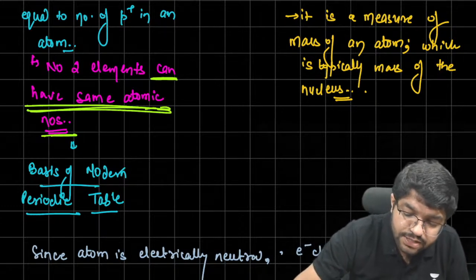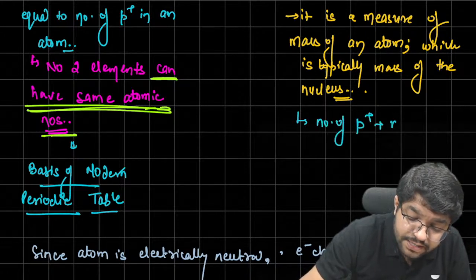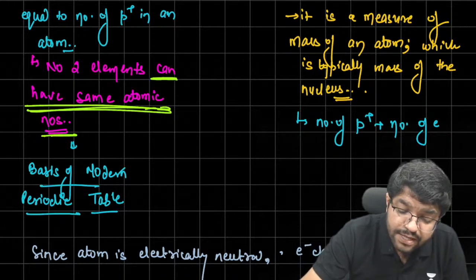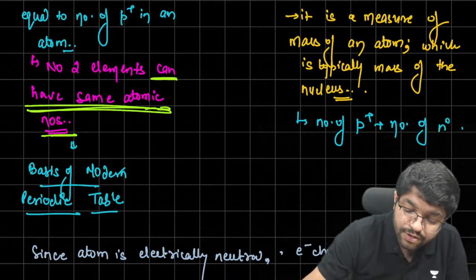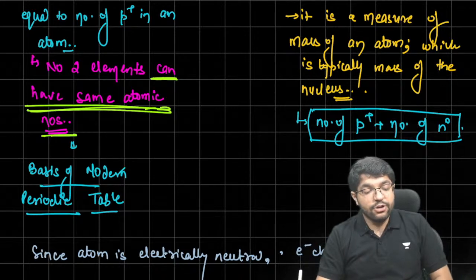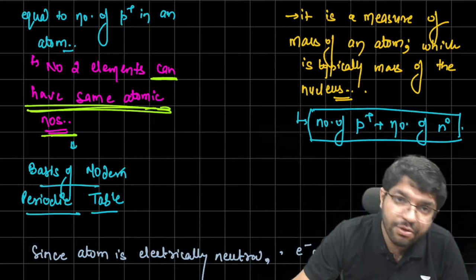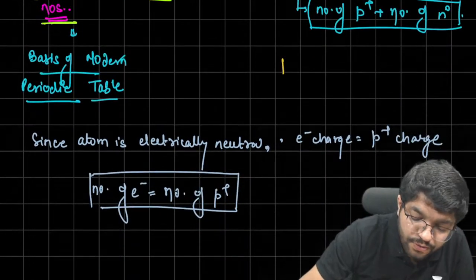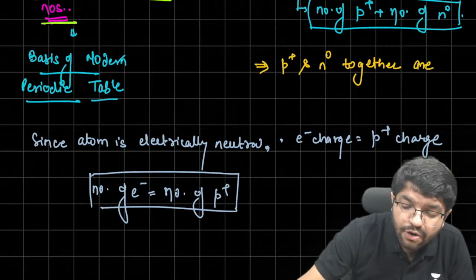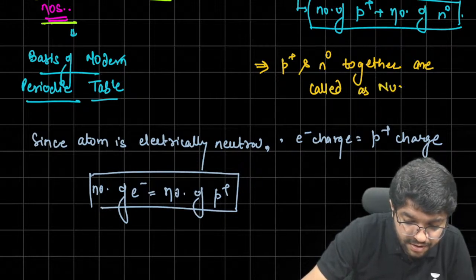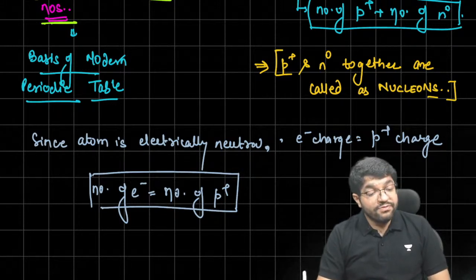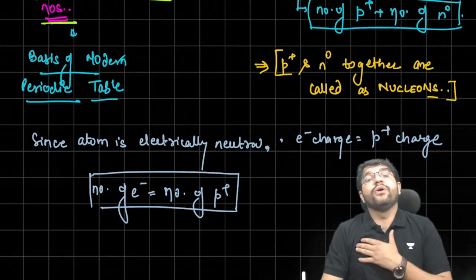Now, the mass of the nucleus will have two components: the number of protons plus the number of neutrons. Very, very important. Atomic number is only proton or electron, whereas atomic mass is for proton plus neutron. And remember, protons and neutrons together are called nucleons.